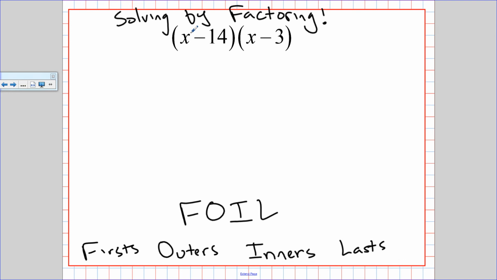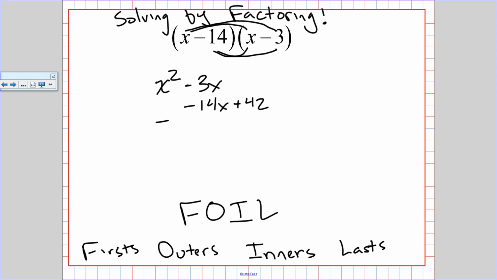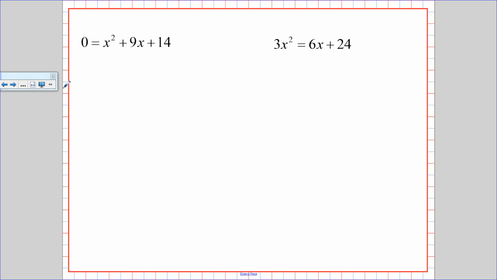So remember, the pattern for foiling is to multiply the firsts, the outers, the inners, and the lasts. Doing this helps us see this pattern of what multiplies to this and what adds to that. We've said that a whole bunch of times. So when we go to factor this, we're going to say what multiplies to negative 42 and adds to negative 17.